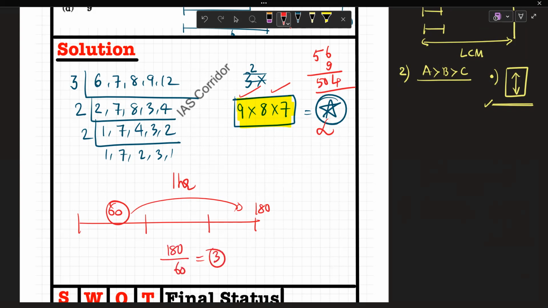The answer was 3. Similarly, if I gave you a question of 210, and asked how many times 60 will come in 210, your answer will be 3 point something. But how many full pairs? It will be 3. That means the greatest integer function. The greatest integer function here will be 3. Clear?